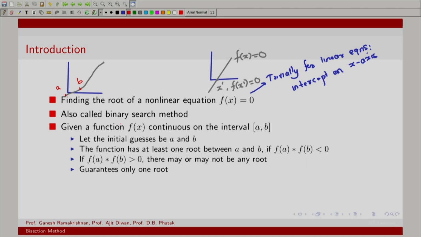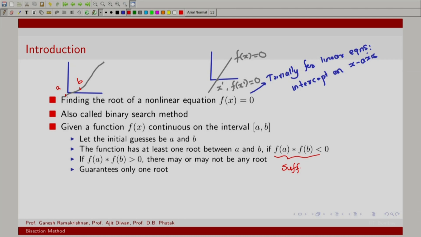So, given a function f(x), we will assume that it is continuous on this interval a b. Let us say the initial guesses are a and b. We will also assume that the function actually has at least one root between a and b. So, we might initialize a and b to be sufficiently far apart to ensure that the function does have a root between a and b. And of course, a sufficient condition for such a continuous function to have a root between a and b is that they have opposite signs.